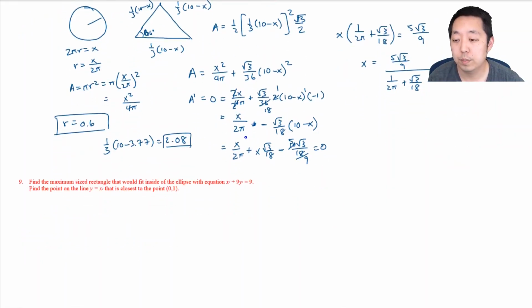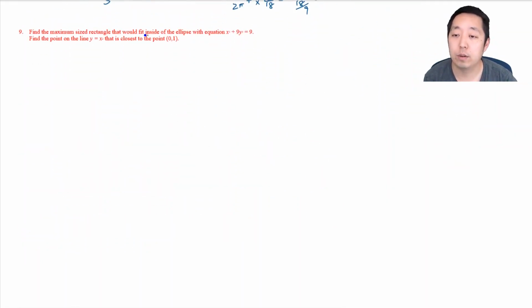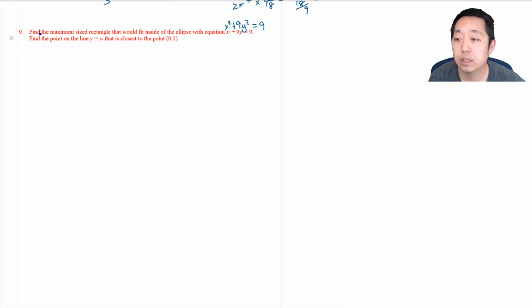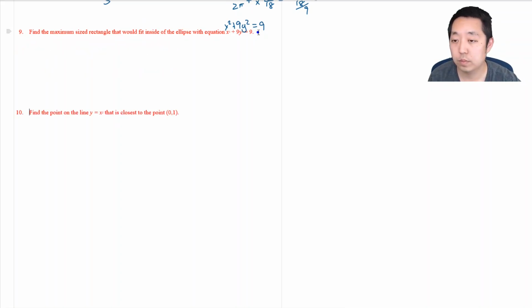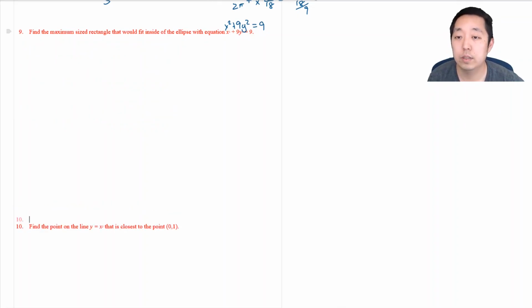Okay, find the maximum size rectangle that would fit inside the ellipse with the equation x squared plus 9y squared is equal to 9. Oh, these are two different problems, so I will fix that. Actually, this is a second problem. Let me just correct that real quick. It just didn't transcribe correctly.